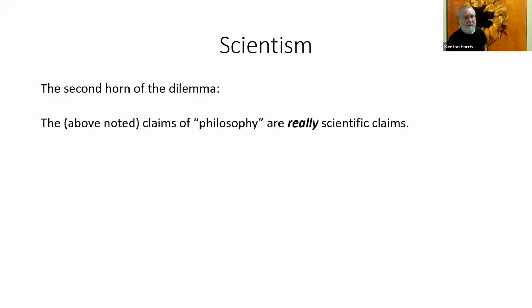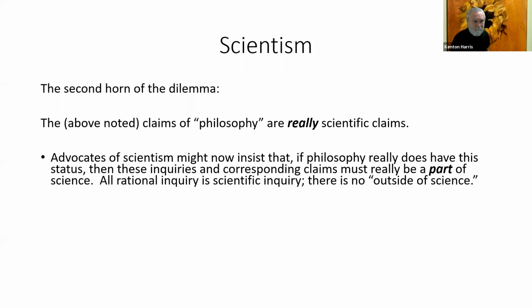The second horn of the dilemma: I might say, okay, fine. There is a certain amount of philosophy that needs to be done by science, but that really is science. It's really part of science. These debates between realism and instrumentalism, between essentialists and nominalists, these debates about a mind-independent world, et cetera, those are really scientific debates. They're not just philosophical debates. What you're calling philosophy is really just a high level of science. Advocates of scientism might now insist that if philosophy really does have this status, justifying the presumptions, interpreting the results, then these inquiries and corresponding claims must really be part of science. All rational inquiry is scientific inquiry, and there is no outside of science.